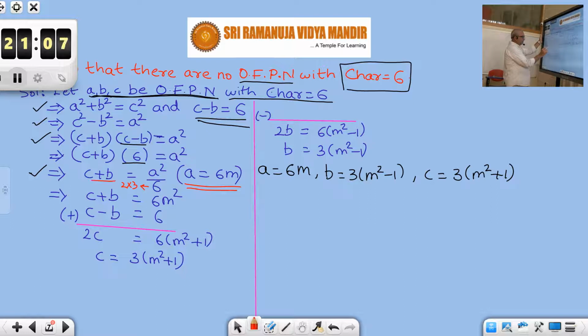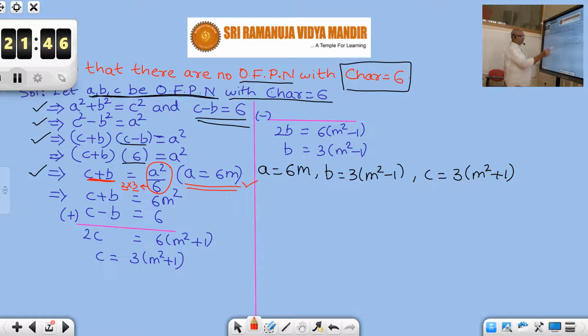Left hand side, C plus B is a positive integer, because OFPN means A, B, C are positive integers, so B plus C is also a positive integer. Therefore, left hand side is a positive integer, which means A square by 6 also must be a positive integer. Denominator 6 contains 2 and 3, so A square also must contain 2 and 3. 2 and 3 are prime numbers, so A must contain 2 and 3 both. So A is equal to 6m is correct in this case.